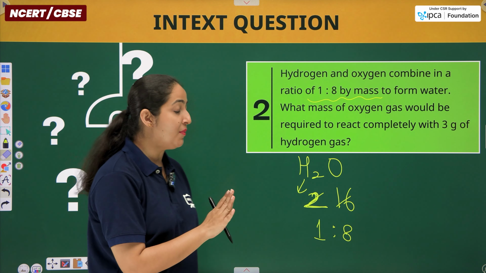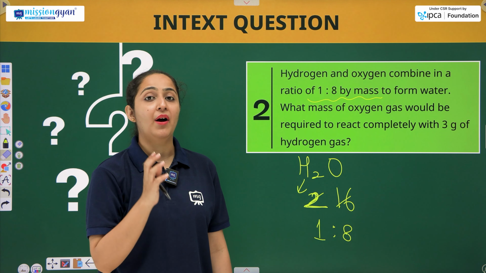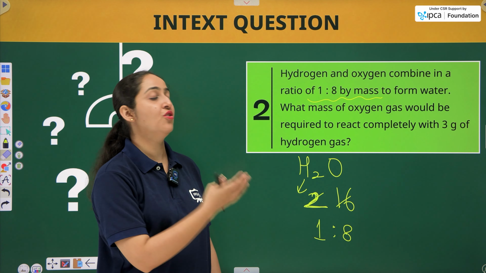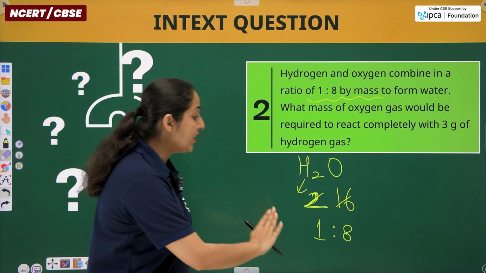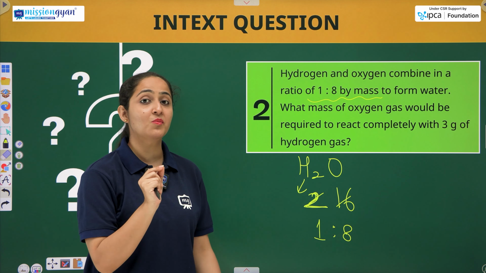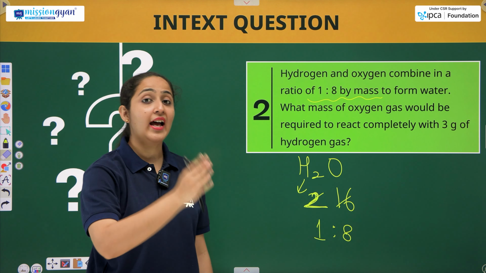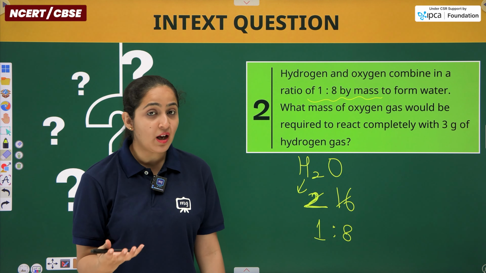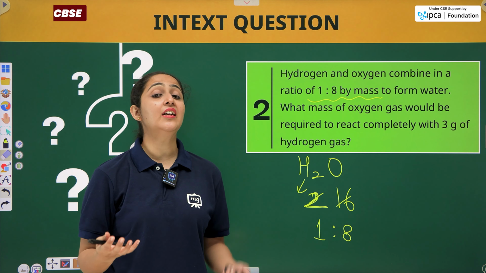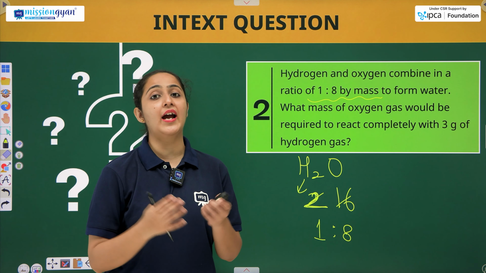ठीक है, तो इसका मतलब ये होता है स्टूडेंट्स कि आप पानी को जब आप बनाते हैं हाइड्रोजन और ऑक्सीजन गैस से, तो इनके जो मासेस होते हैं जो कंबाइन होते हैं वो किस में होते हैं? 1:8 के रेशियो में. That means if you are taking 1 gram of hydrogen, then you need 8 gram of oxygen to react with it.